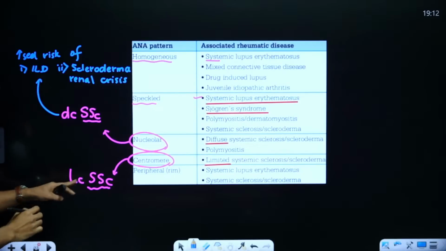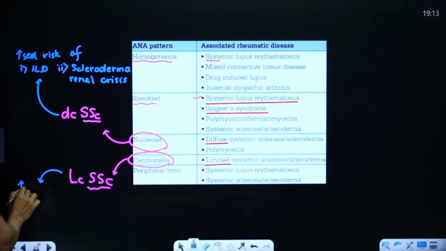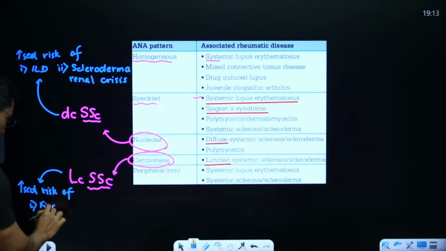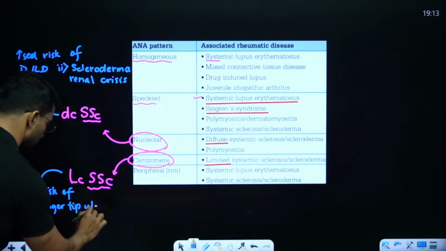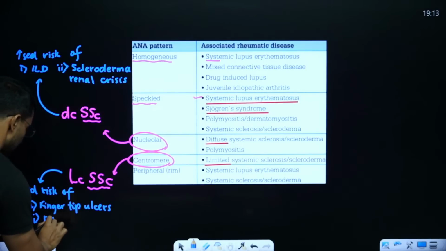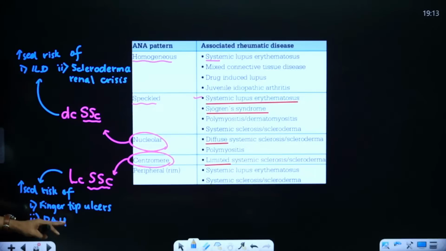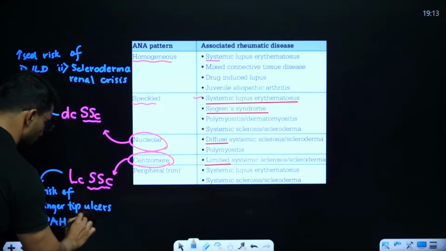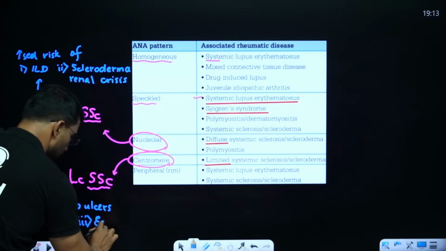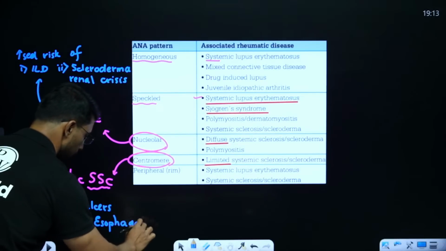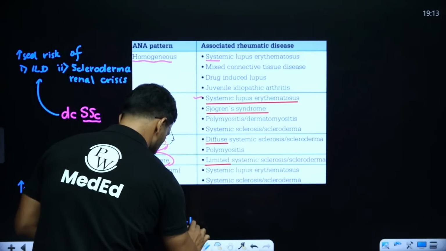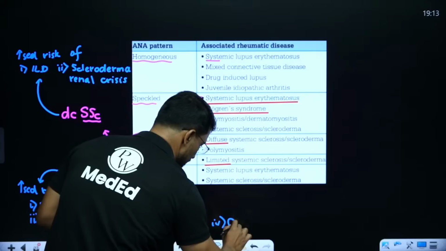And these limited cutaneous patients, they are at increased risk of, number 1, fingertip ulcers. Number 2, they are at increased risk of developing pulmonary arterial hypertension. They are also at increased risk of developing esophageal dysmotility, and then calcinosis of the soft tissues, including skin, which you often remember as calcinosis cutis.